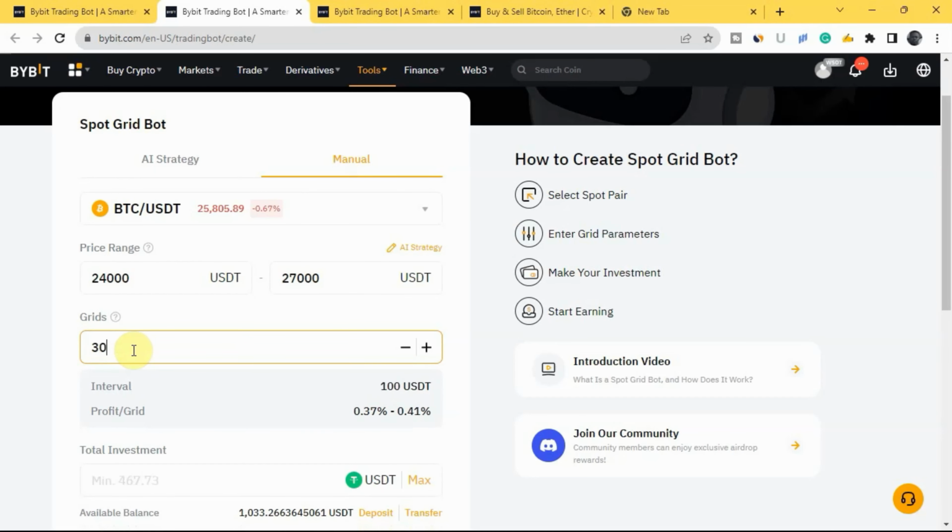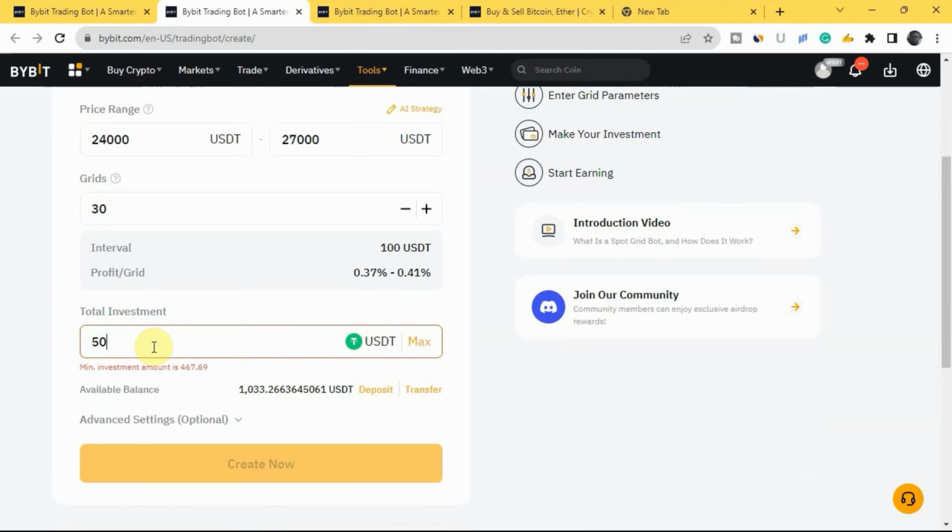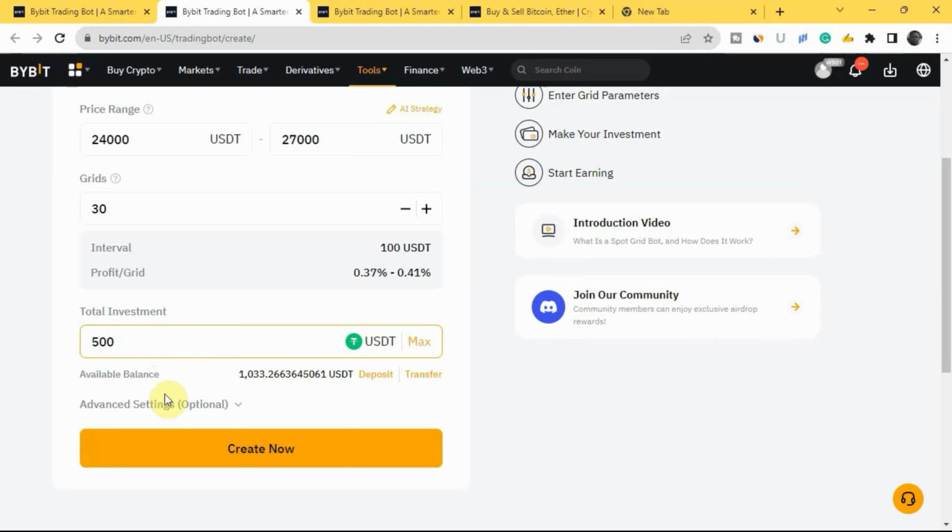So let's just leave it at 30 grids. You can see the interval is 100 USDT. Don't forget the interval. That means that after every 100 USDT, the trading bot will take profit for me. Now, the next thing you want to do is to enter your total investment. How much do I want to use for this? You can see the minimum I can use for this is 467.7 USDT. So let's say, for example, I want to use $500 for this. I'll enter $500 right there.